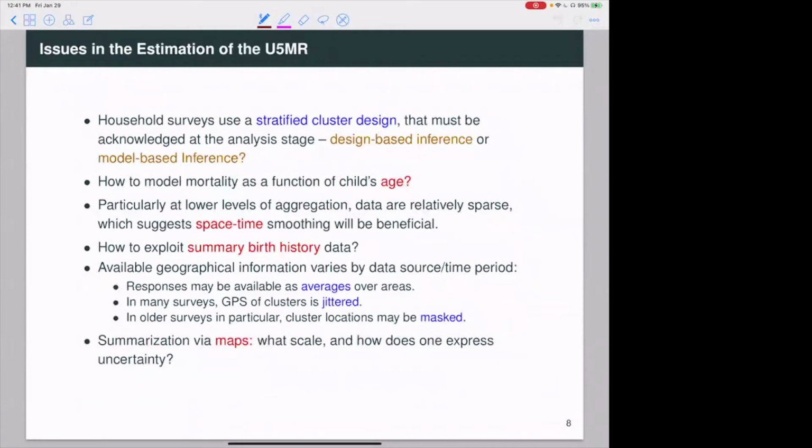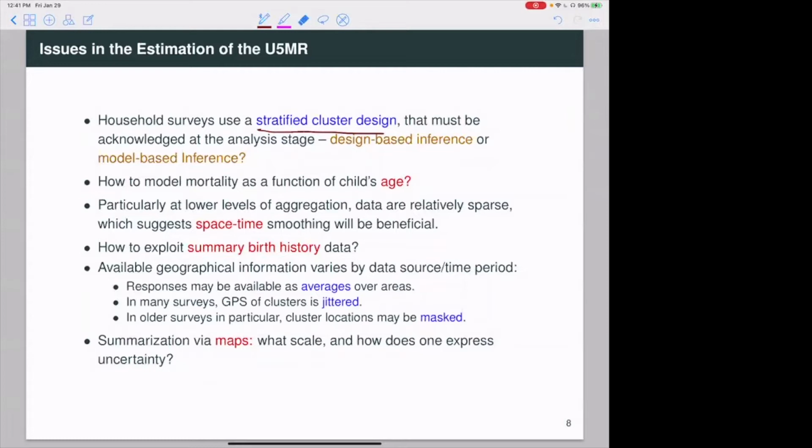As I said, they use these stratified cluster designs. So of course, the big question is, do we use design-based or model-based inference? I'll talk a little bit about pros and cons of those later. When we drill down to these lower levels of aggregation, the first lot of work we did was at the admin 1 level and 5-year estimation, and there the weighted estimates were quite reliable. So we did a little bit of space-time smoothing, but not much was needed. But now we're going down to admin 2. Some of the areas don't even have any data. So if you want to produce estimates, you clearly have to do some smoothing.